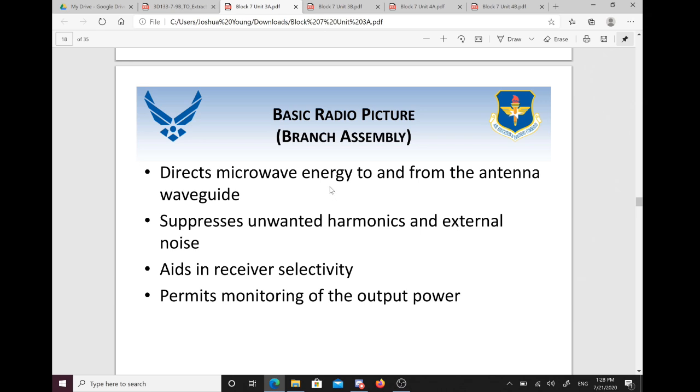It also aids in receiver selectivity and permits monitoring of the output power. Depending on what kind of waveguide you're working with, the majority of the time there's a sample point that's created. I don't know if y'all remember those T couplers that you have in block 2; that's usually the best reference that I can give.